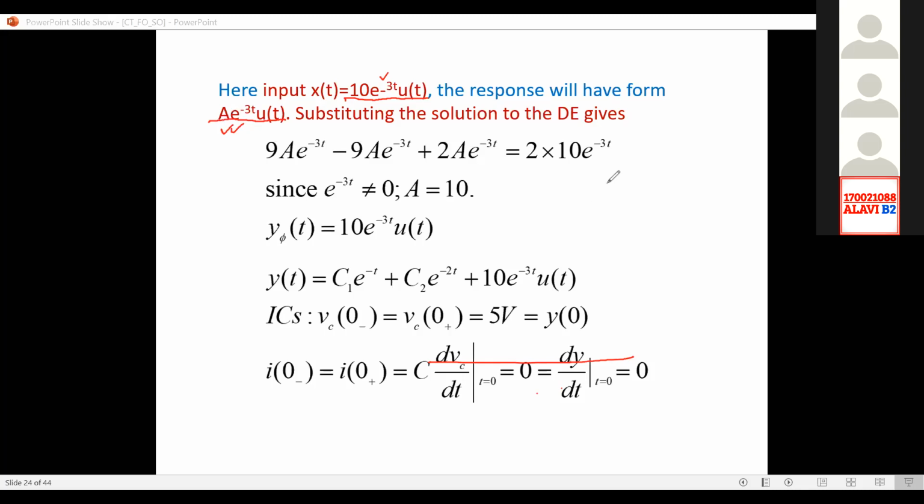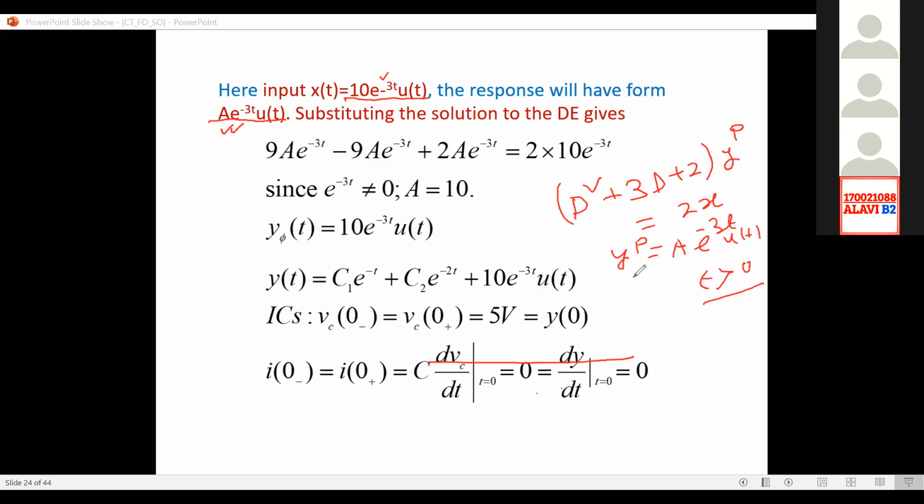Our original differential equation was what? D squared plus 3 D plus 2 was equal to 2 times x, wasn't it? Yes, sir. So we are now solving for Y_p, the particular solution, and we are assuming that Y_p is equal to a e to the power minus 3t u(t). We are solving our system for time t greater than 0.